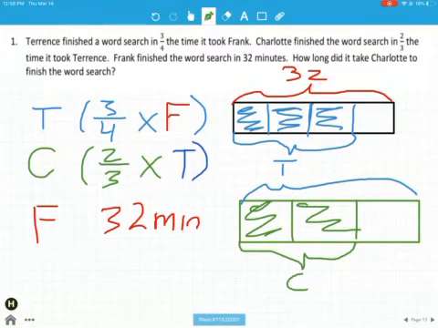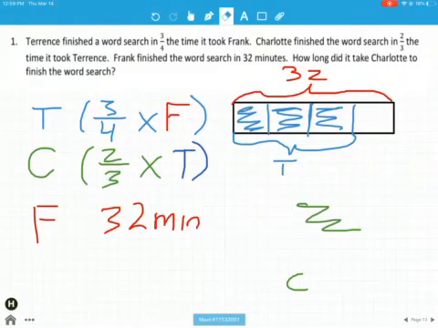So we know that it's going to be more than half because 3/4 is more than half. So our answer is going to be more than half of 32, and half of 32 is 16. So our answer should be higher than 16. That's the only hint I'm going to give you. Now, when we go down to Charlotte, it's 2/3. So we know it's going to be less than 32 because it's less than Frank and less than Terrence. So I should draw this over again to kind of simulate that.